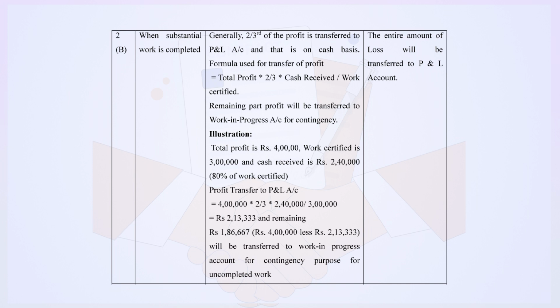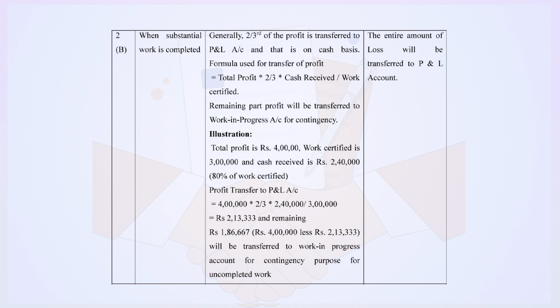Let's understand with the help of illustration. Total profit is rupees 4 lakh, work certified is rupees 3 lakhs, and cash received is rupees 2 lakh 40,000, which is 80% of work certified.